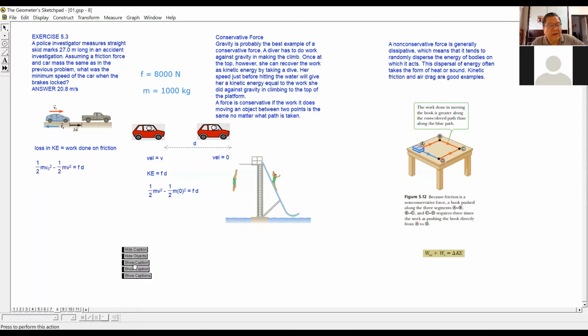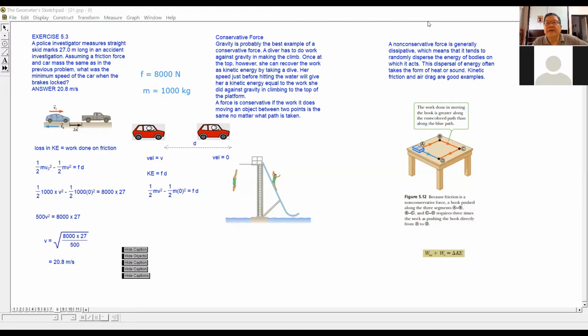So v is the square root of 8,000 times 27 divided by 500, which will give me 20.8. Correct. 20.8, right?